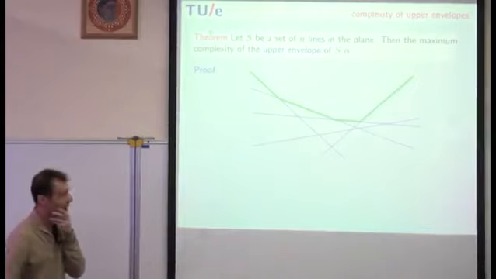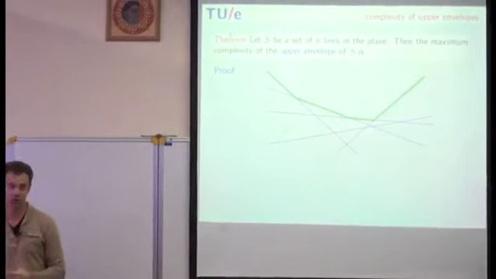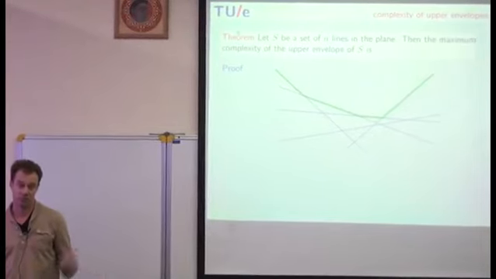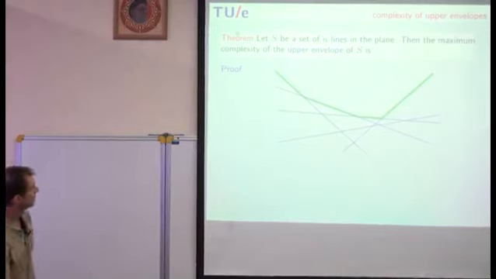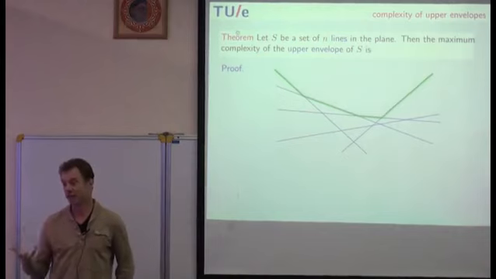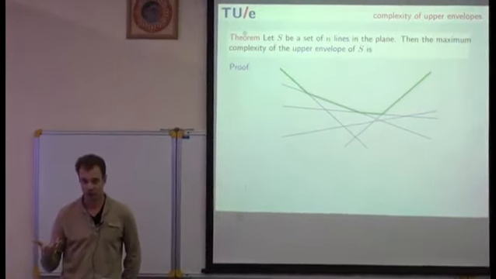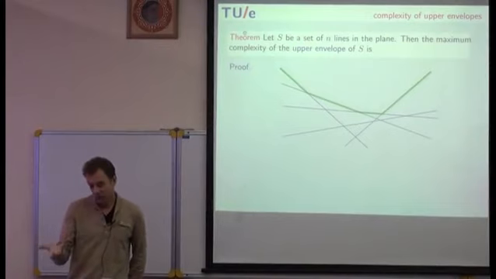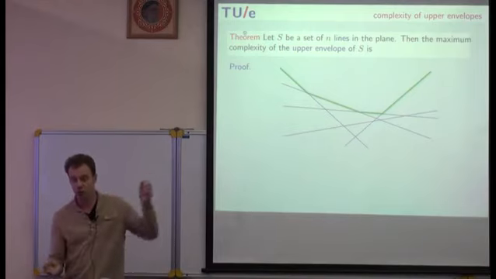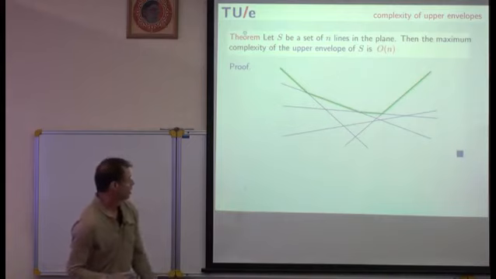Namely, if my curves are full lines. So what's the complexity? n. So the number of edges is at most exactly n. Why is that? Each line can contribute at most one edge. So that's very easy.